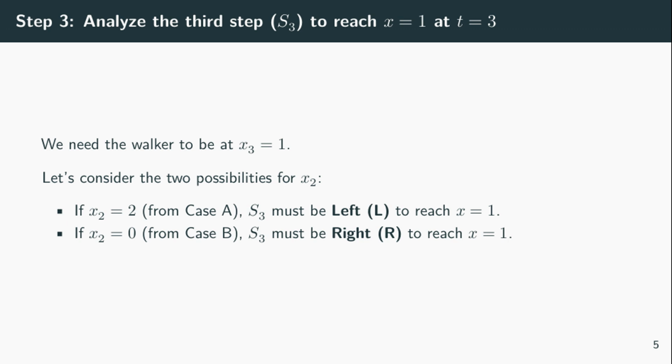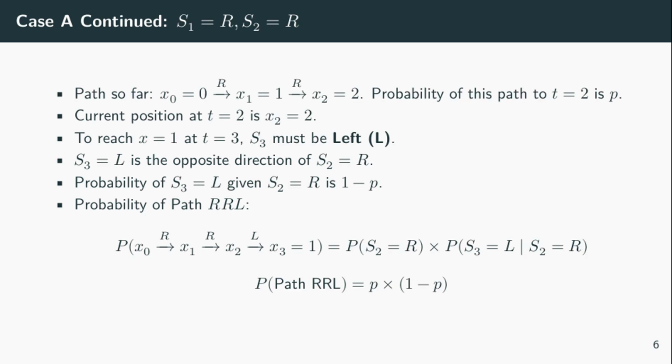Okay, moving on to step 3. Now we need to analyze the third step, s sub 3, keeping in mind our goal. The walker needs to be at x equals 1, specifically at time t equals 3. We have to consider this based on where the walker was at t equals 2. Let's look at the two possibilities for x sub 2 we just discussed. Let's continue with case A, where the first two steps were right. The path so far took us from x sub 0 equals 0 right to x sub 1 equals 1, and then right again to x sub 2 equals 2. The probability of this specific path RR up to time t equals 2 is p.